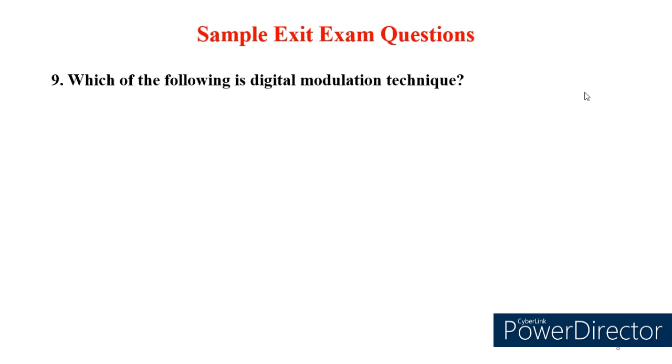Question number 9. Which of the following is a digital modulation technique? A. Pulse code modulation. B. Frequency shift keying. C. Delta modulation. D. All. There are three techniques of digital modulation keying. One is amplitude shift keying, second is frequency shift keying, and the third is phase shift keying. So the answer is B, that's frequency shift keying. The remaining, pulse code modulation and delta modulation, are digital pulse modulations.